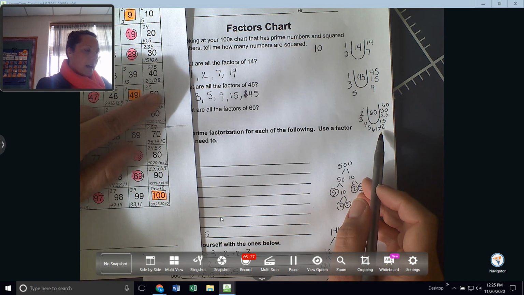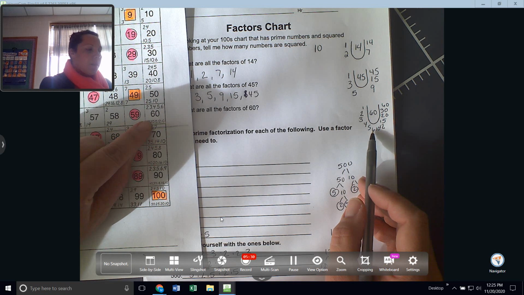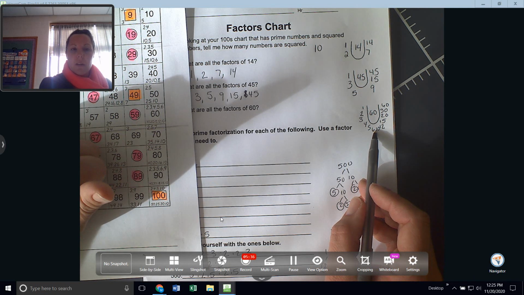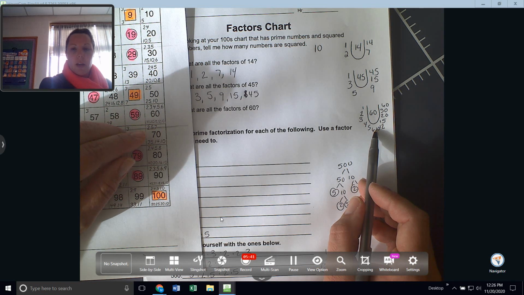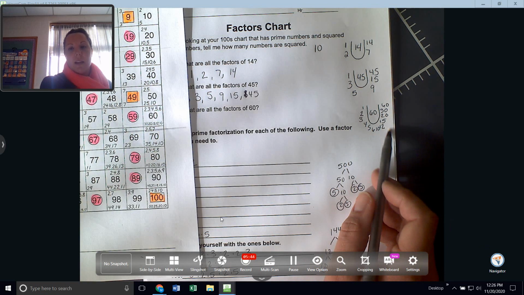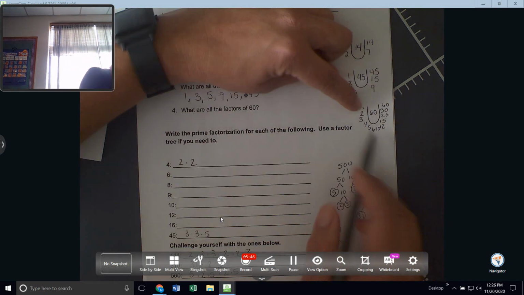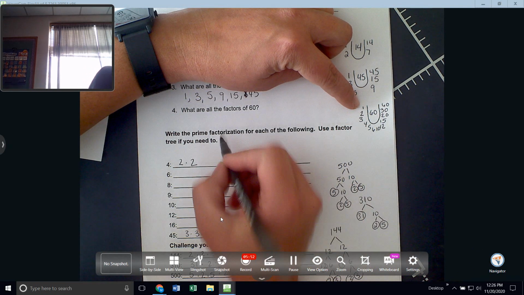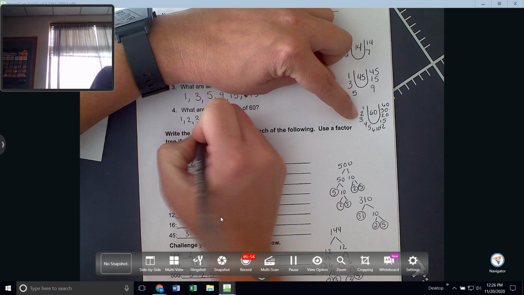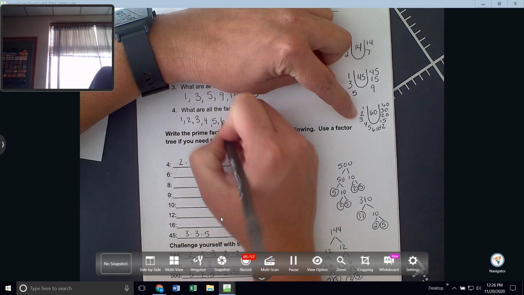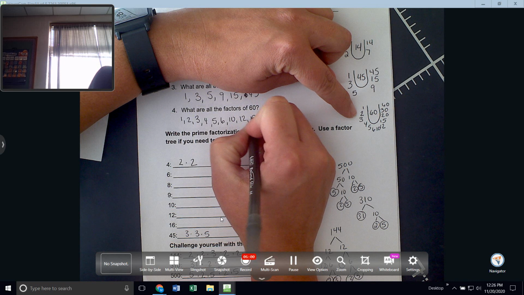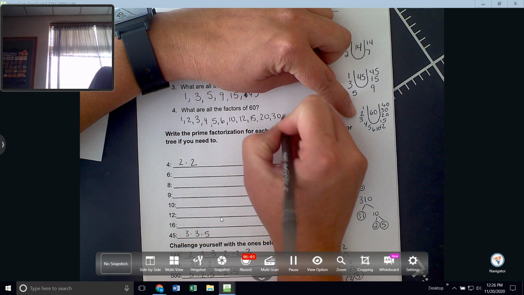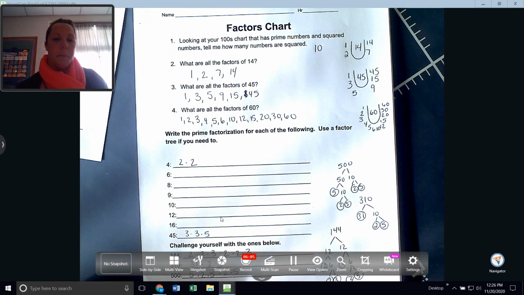If we didn't have our factor chart over here to look at, I would still need to think about these numbers between 6 and 10. Does 7, does 8, does 9 go in? Nope, they don't go in. So here is the list of all the factors. I just start at the top of my U and I write all those numbers down going around. 1, 2, 3, 4, 5, 6, 10, 12, 15, 20, 30, 60. Okay?